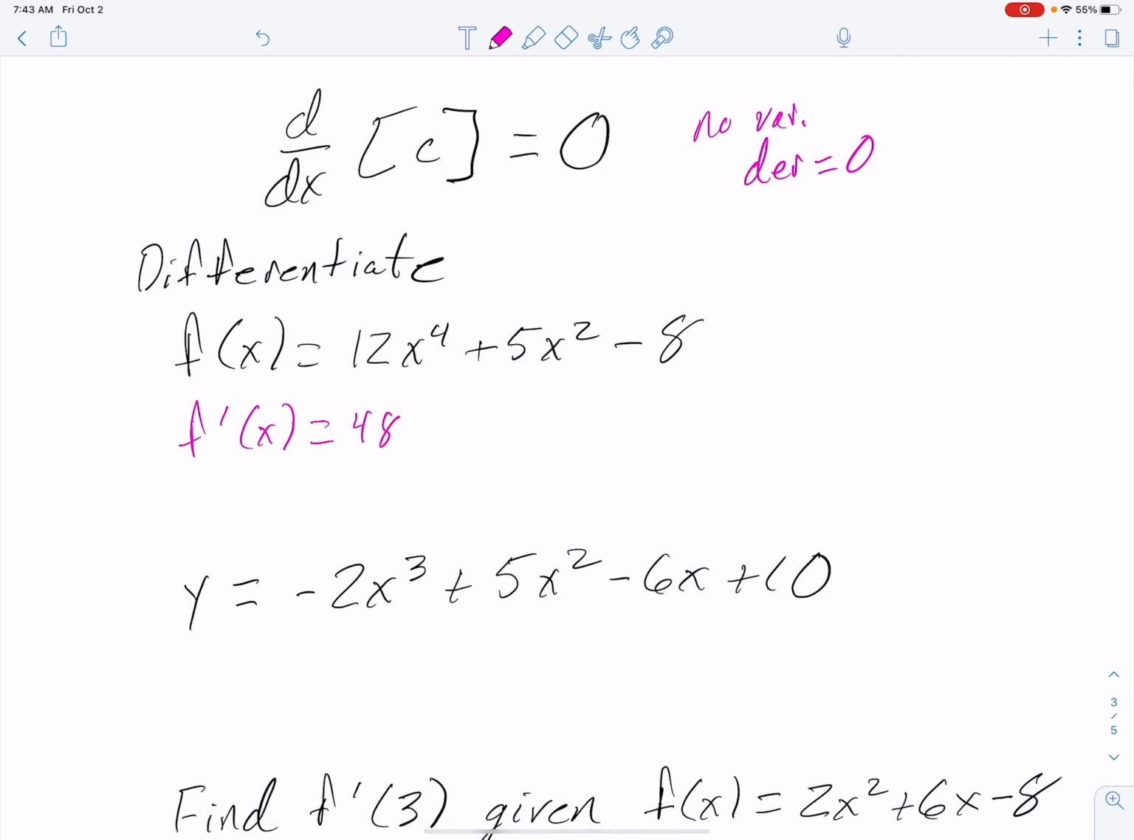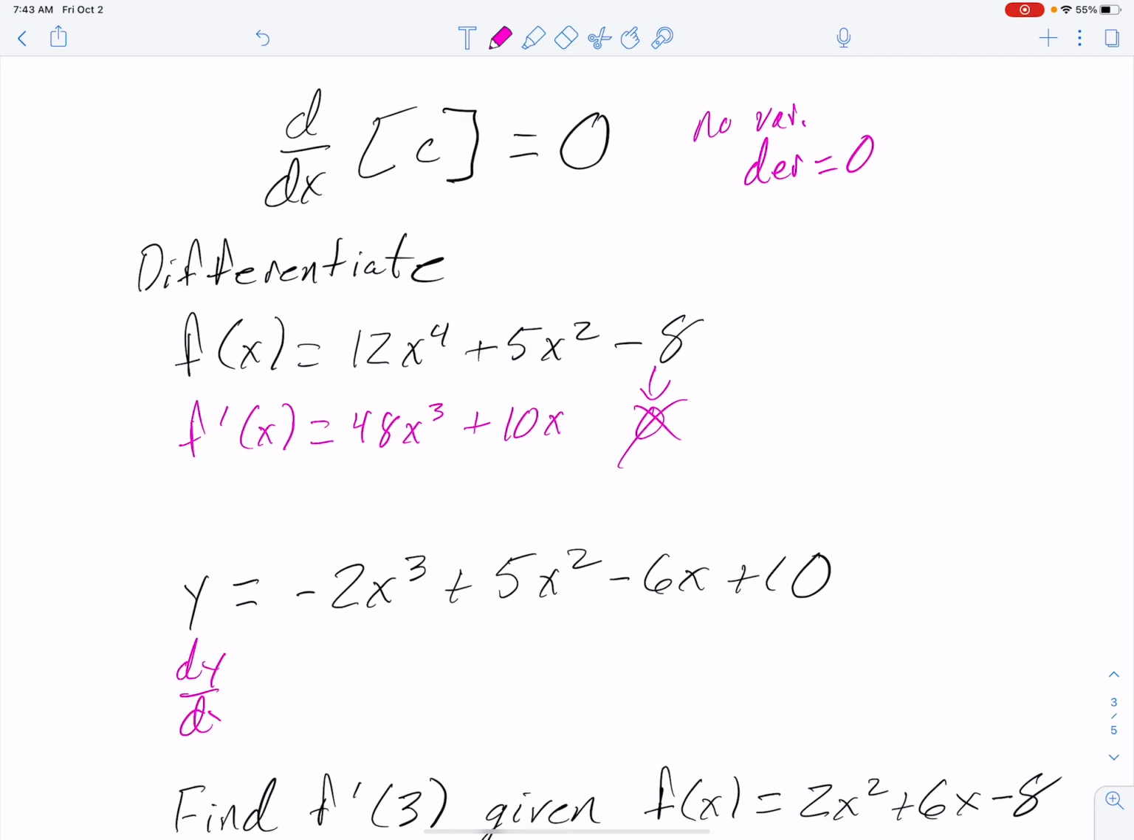12 times 4 is 48. 4 minus 1 is 3. 5 times 2 is 10. 2 minus 1 is 1. Most people aren't even going to bother to write that there. And similarly, our derivative for negative 8 is 0, but most of you aren't going to bother to write that.